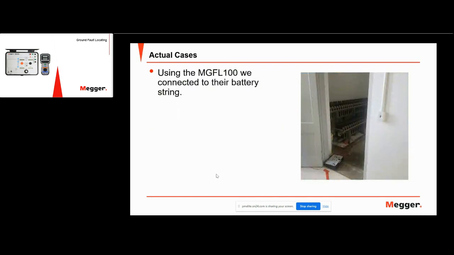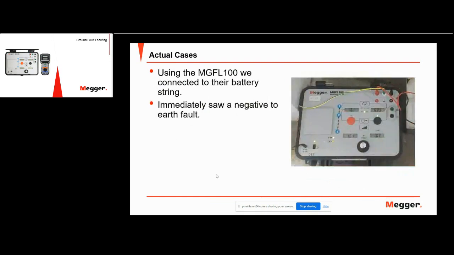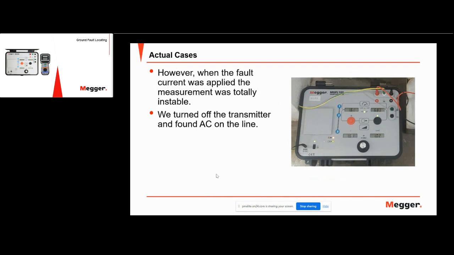So we connected up to the battery string, and immediately one of the things we saw was that they had a negative fault to earth. We were able to verify that. However, when the current was applied, we noticed the measurement on the transmitter was a little bit unstable, which is very odd to see.